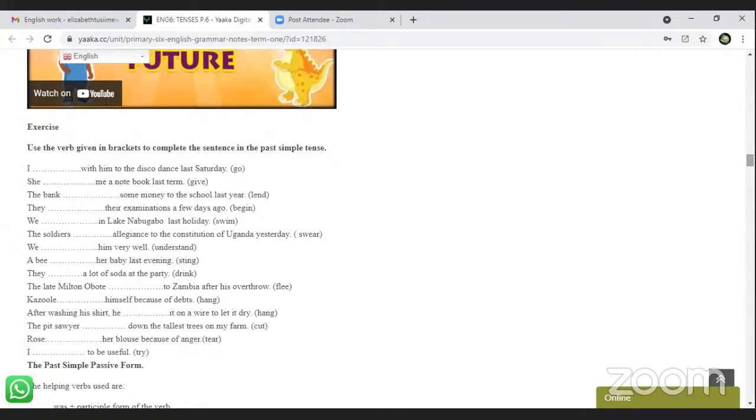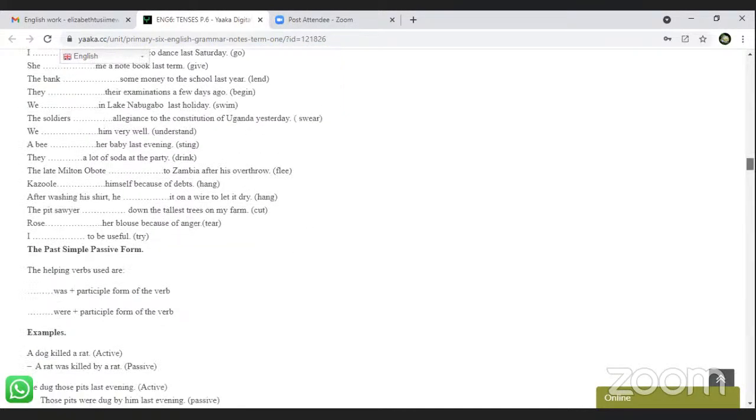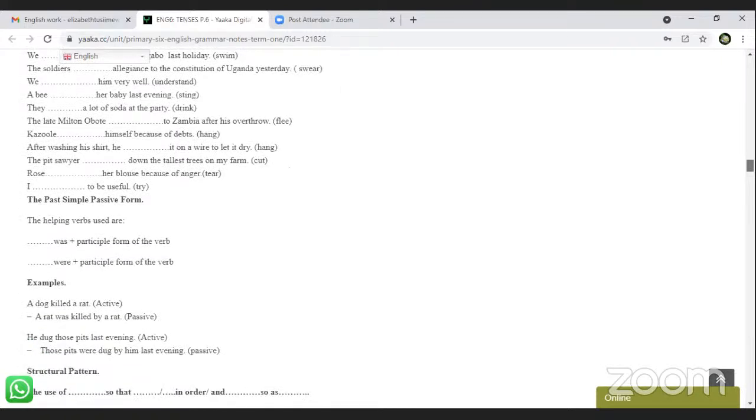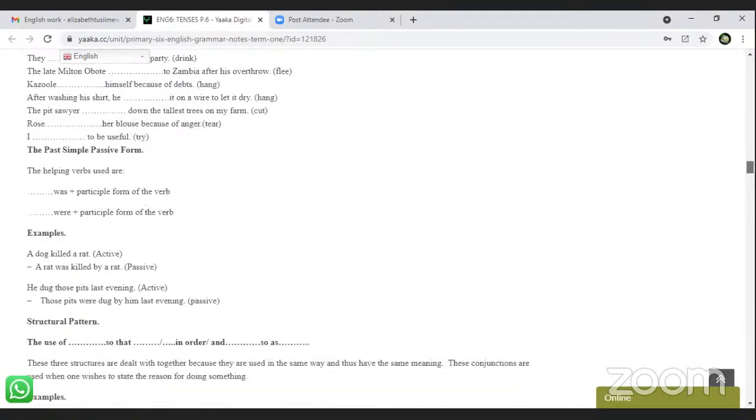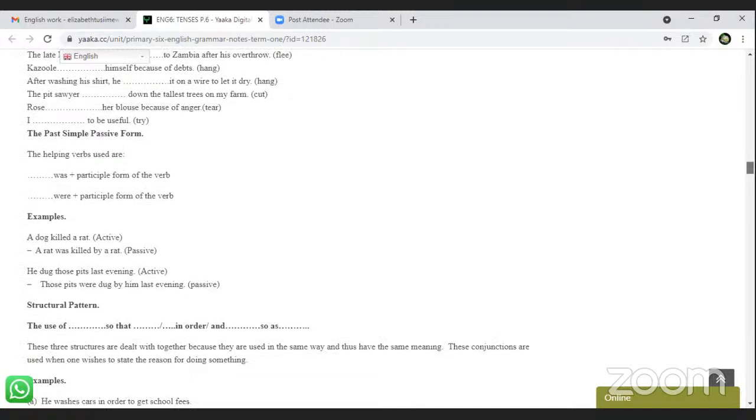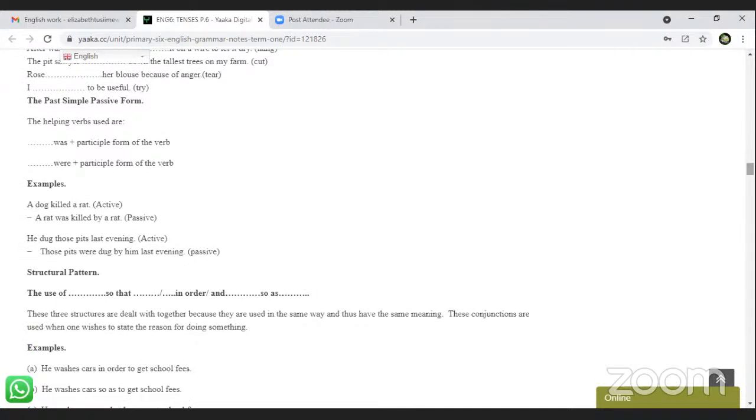After the past tense, you come to the past simple tense and the passive form of the past simple tense. It uses helping verbs was and were plus the participle form of the verb. There are examples here. A dog killed a rat, that is the active. Then the passive is going to be a rat was killed by a dog. Actually, it had to change. There is a mistake there.